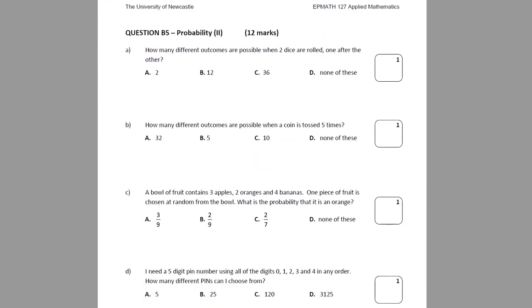B5, how many different outcomes are possible when 2 dice are rolled, one after the other? Well, how many possibilities were there on the first die? 6. How many on the second die? 6. Is this an or an and? Am I rolling one die or the other? No, I'm rolling them both. It's an and, it's a times.